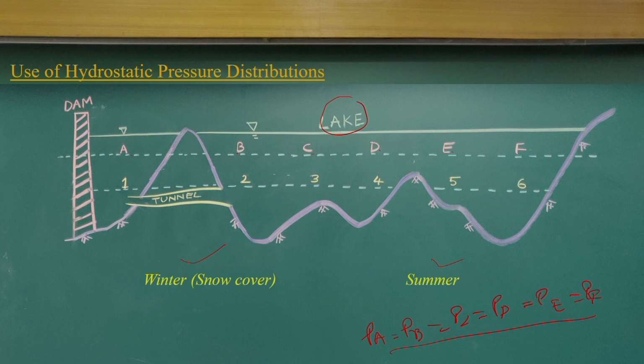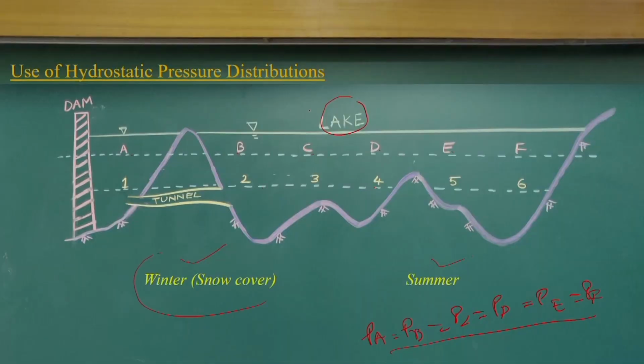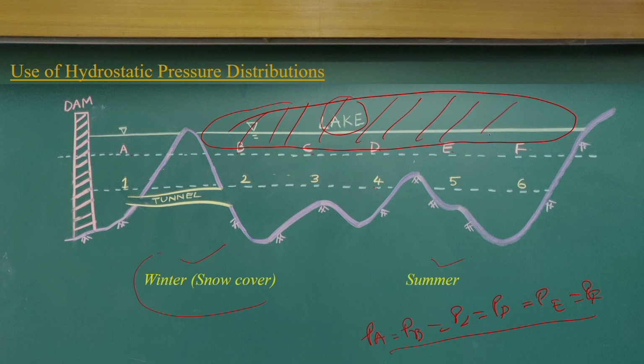Similarly, if I take points 1, 2, 3, 4, 5, 6 which lie on a horizontal surface, you can consider the pressure to be equal at each of them. So, P1, P2, P3, P4 will be equal. Let us consider that in the winter season there is a lot of snow formation here, additional snow is here.